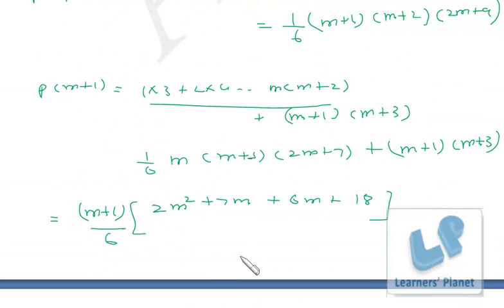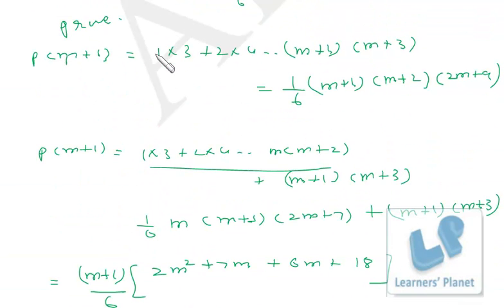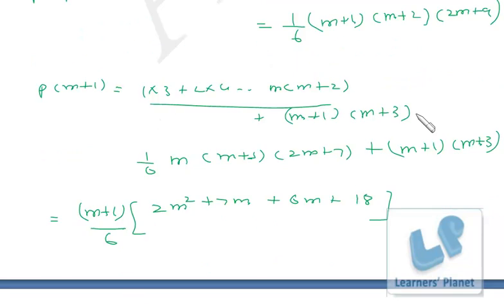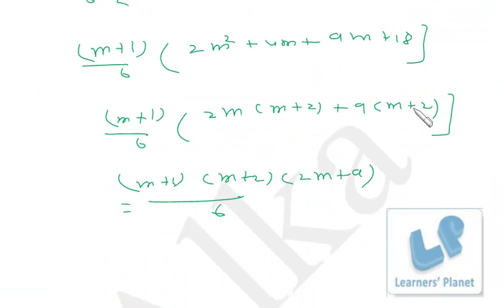And that only we had to prove, right? We have to prove this. Okay, the same we have got, right? Hence Pm plus 1 is true whenever Pm is true. So hence by principle of mathematical induction, the same sentence you have to write down.